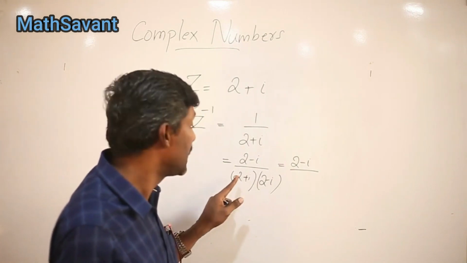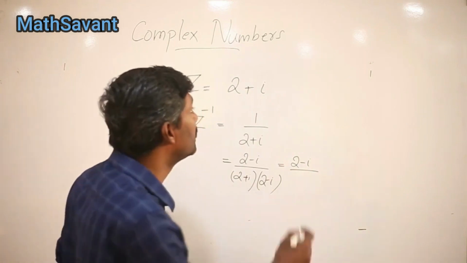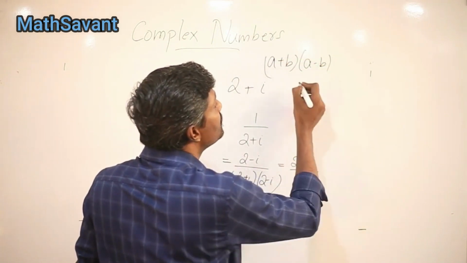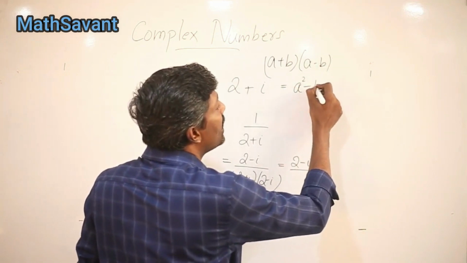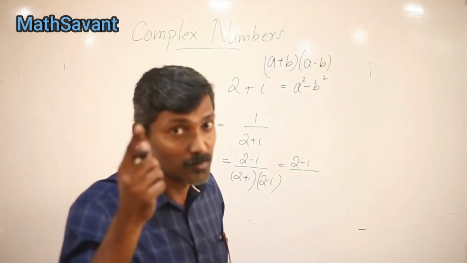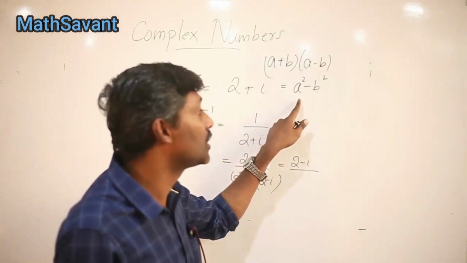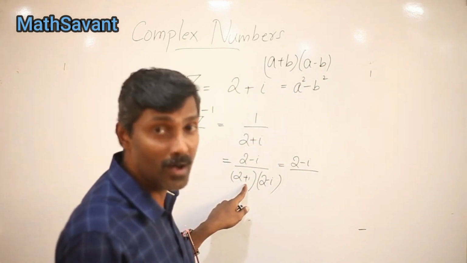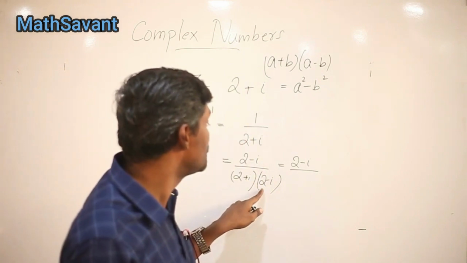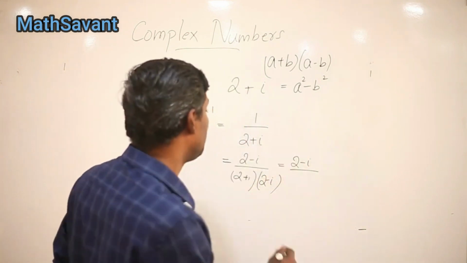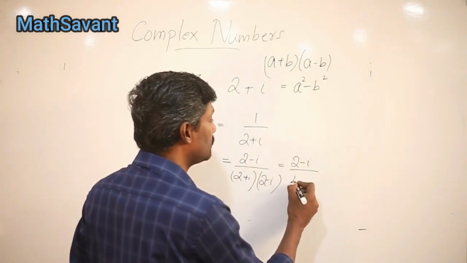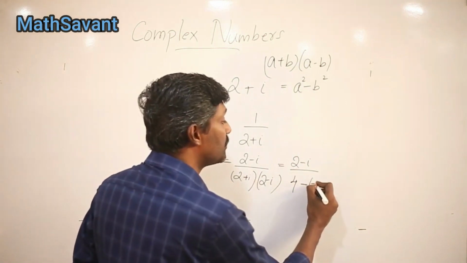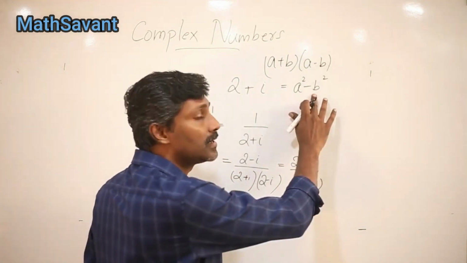This is of the form a plus b into a minus b, right? Now what is a plus b into a minus b? We know it is a square minus b square. Remember? So a plus b into a minus b is a square minus b square. And here we have a as 2 and instead of b we have i, right? So 2 plus i into 2 minus i, applying this identity, we get 2 square, which is 4, minus of what is i square? i square is minus 1, right? So this is 4 minus of minus 1. I just applied this identity here.